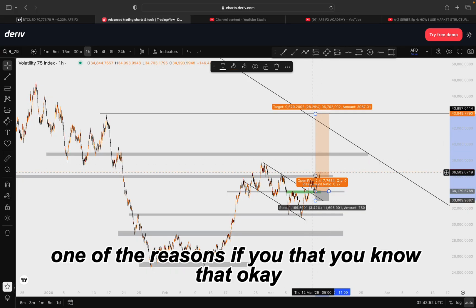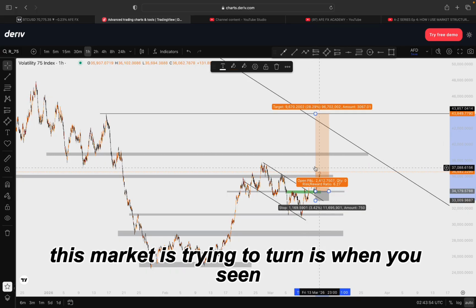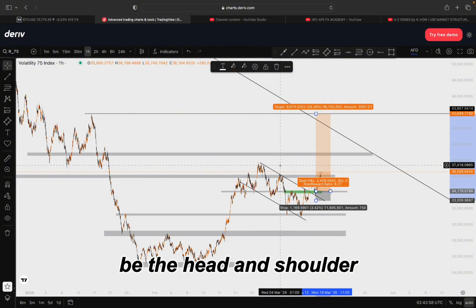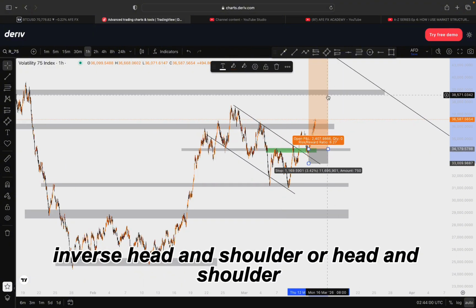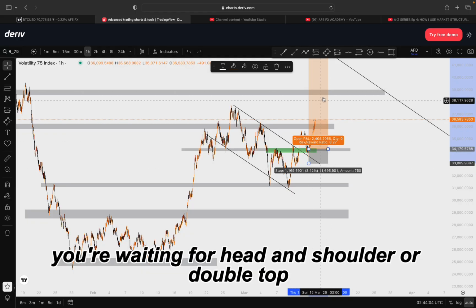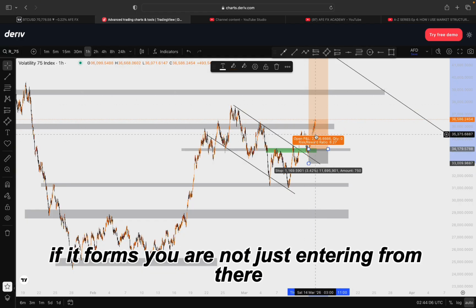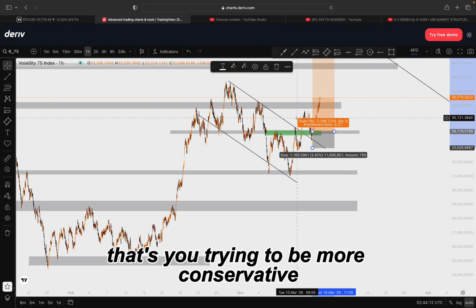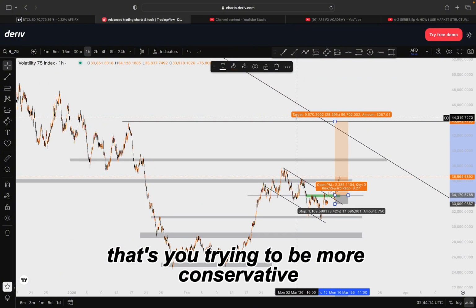One of the reasons you know that this market is trying to turn is when it's giving you a versatile chart pattern, be it the head and shoulders, inverse head and shoulders, or whichever of them. If you're looking for a sell, you are waiting for a head and shoulders or double top. If it forms, you are not just entering from there. You wait for it to break the neckline and retest, and then that's when you get an entry. That's you trying to be more conservative, right?